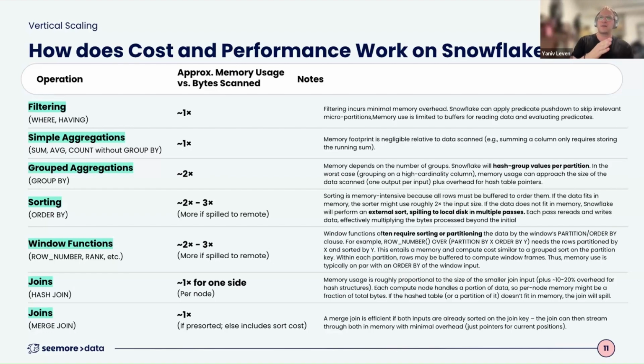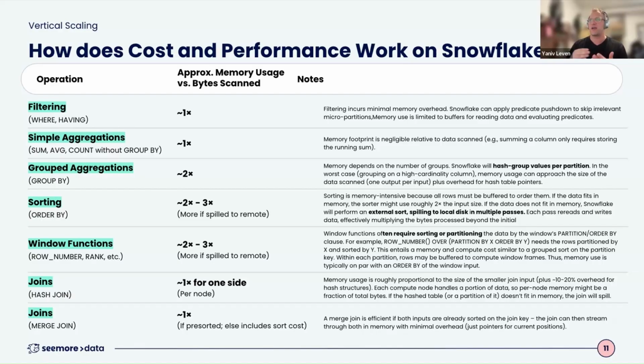So when we look at bytes scanned to memory usage, there's no real indicator of how to do this. Theoretically, you could think of bytes scanned as being the minimum. If I do one-to-one, it could be the minimum amount of data that's going to be processed, but that's not really the case, because the heuristics just don't behave that way.